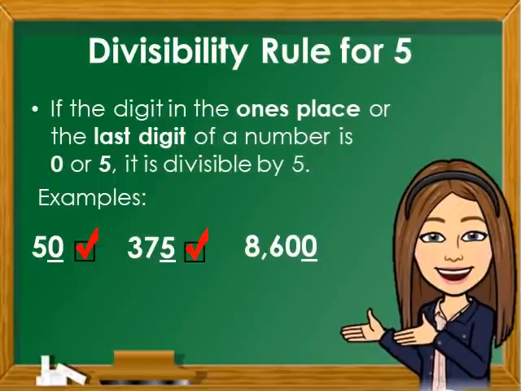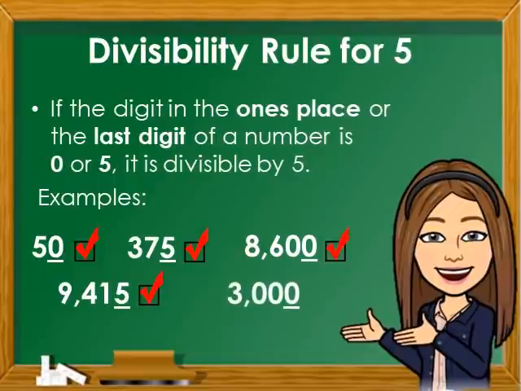8,600. The ones place or last digit of 8,600 is 0. So, 8,600 is divisible by 5. 9,415. The ones place or last digit of 9,415 is 5. So, 9,415 is divisible by 5. 3,000. The ones place or last digit of 3,000 is 0. So, 3,000 is divisible by 5. 21,105. The ones place or last digit of 21,105 is 5. So, 21,105 is divisible by 5.